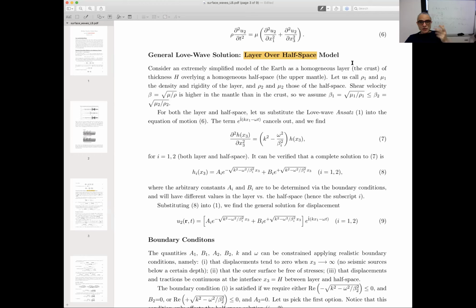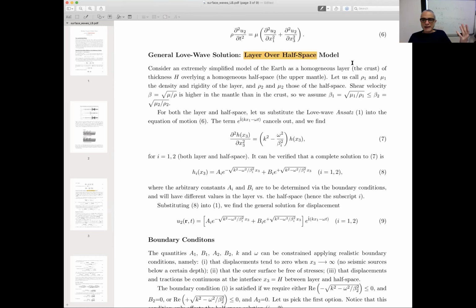So a layer over half space model is reasonably realistic, and it's certainly an oversimplification rather than a complication of what we observe in reality. The Earth is basically layered, okay? Velocity grows with depth. So it is obviously not crazy to start with a model such as this.